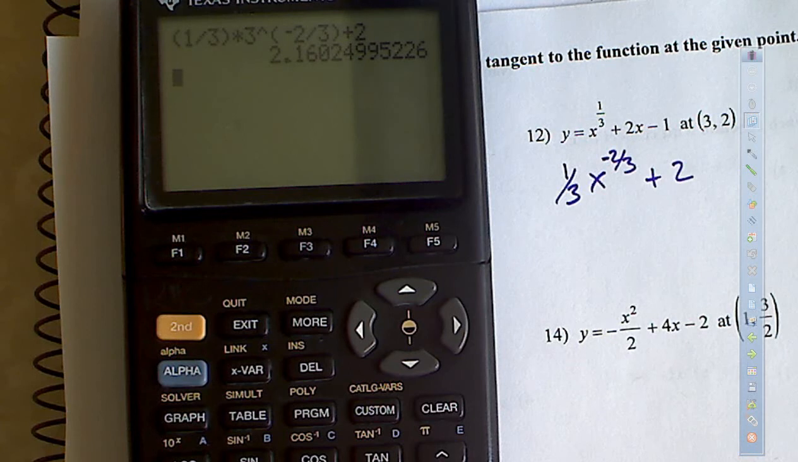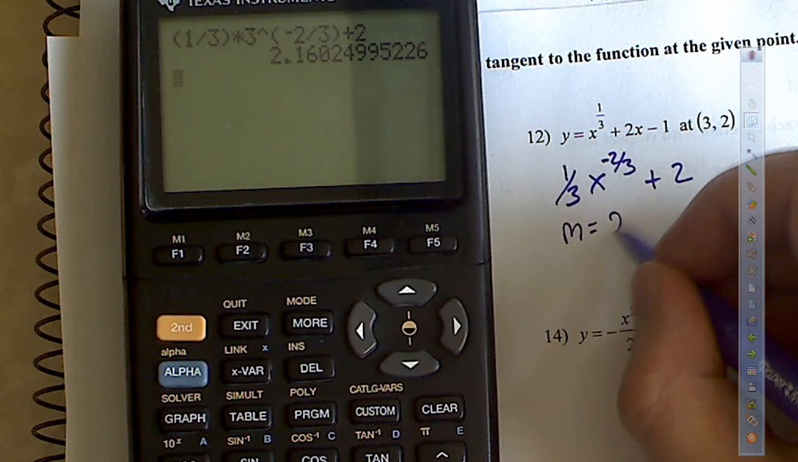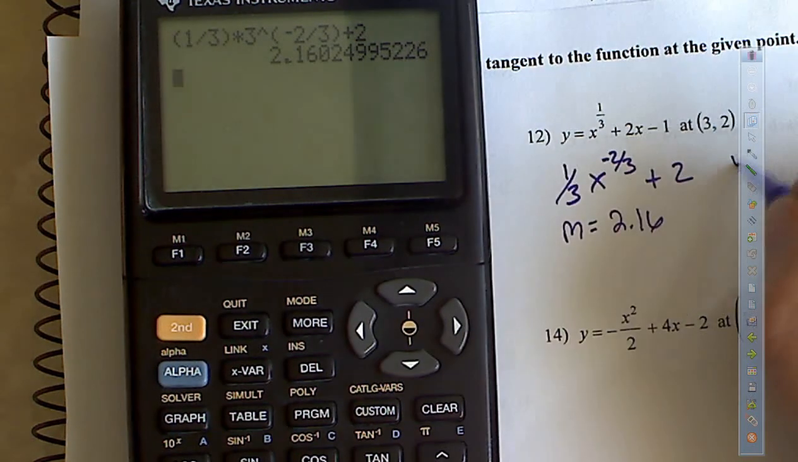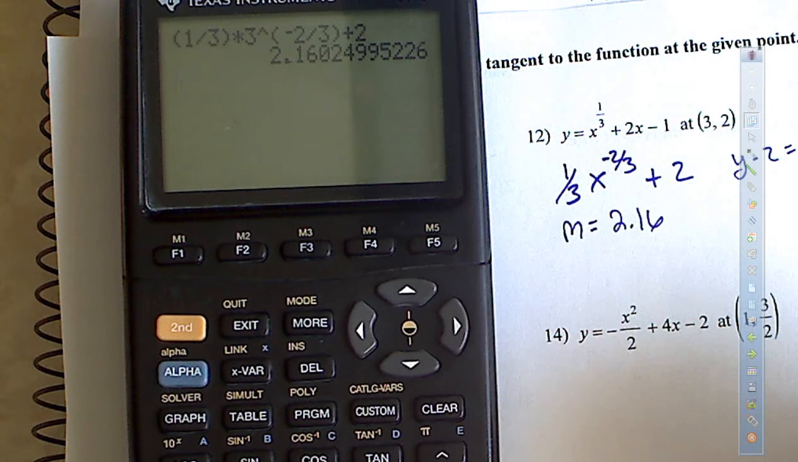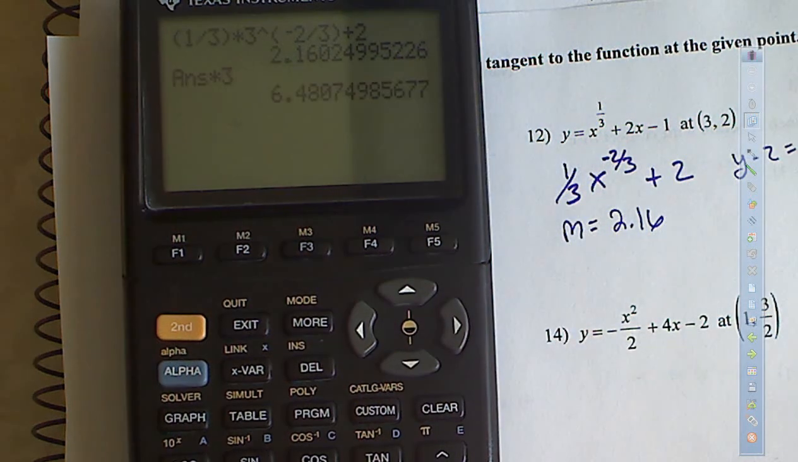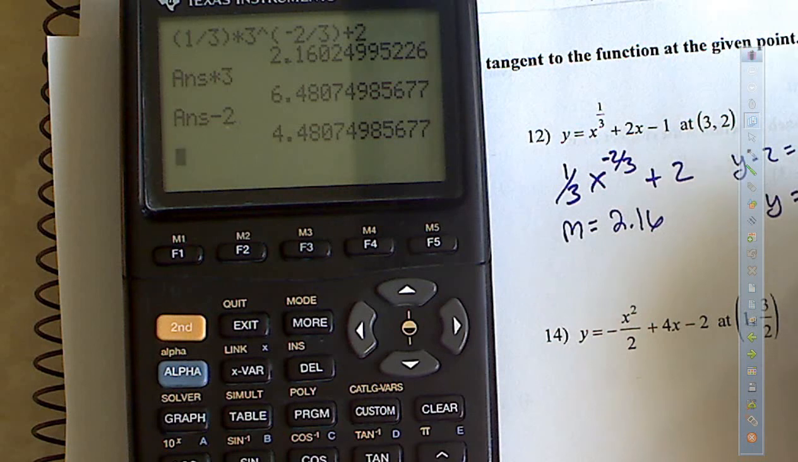So we'll do y minus 2 equal to 2.16 times x minus 3. And so 2.16 times 3 is that, and then minus 2. So y equals 2.16x minus 4.48. Oh, you guys didn't even see that. Come here. And there you go.